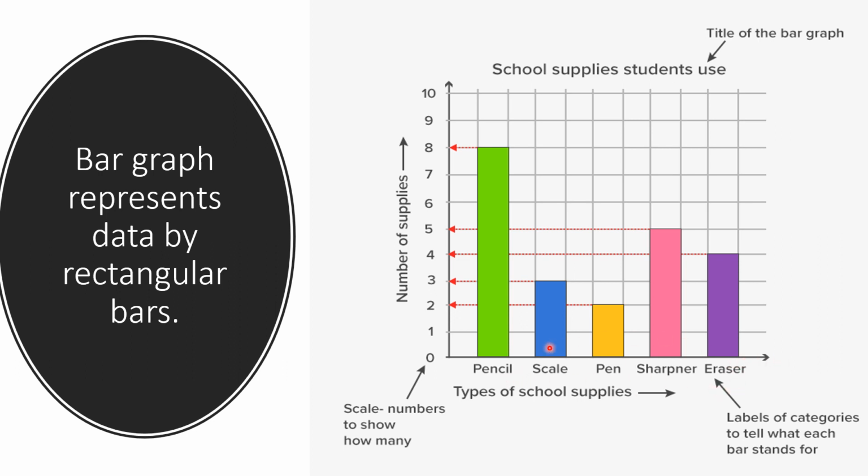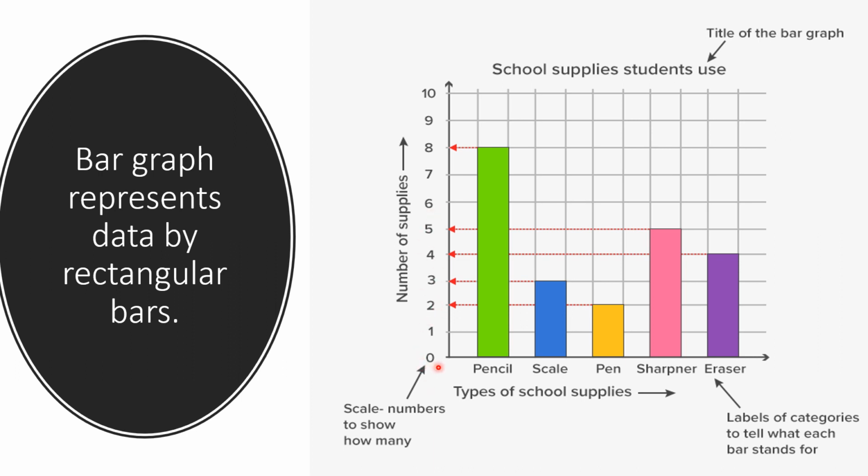And the data on the x-axis in a bar graph is a kind of textual data, like pencil, scale, pen, sharpener, eraser. And the data on the y-axis is called numerical data, because it is in the form of numerals: 0, 1, 2, 3, 4, number of supplies. So it is in the form of numerals. That's why it is called numerical data.